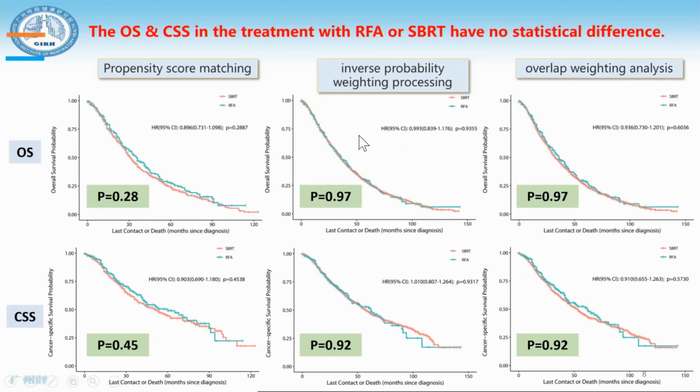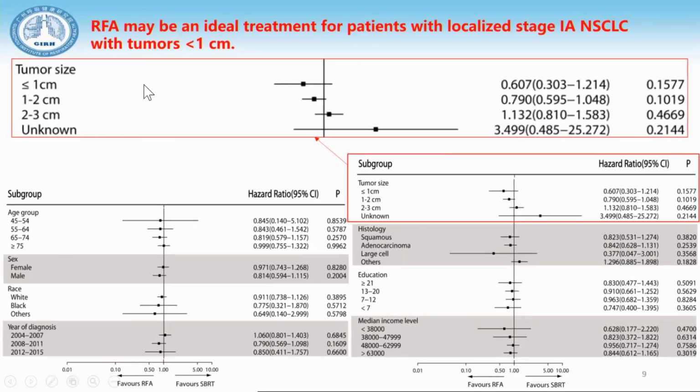So comparing the results of these different treatments, given the time limit, we move to the results. For a diameter less than 2 centimeters, the result seems favorable to the RFA, and for lesion diameter more than 2 centimeters, the efficacy is favorable to the SBRT.